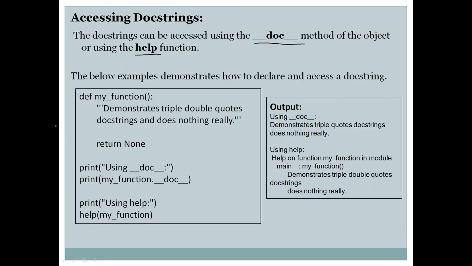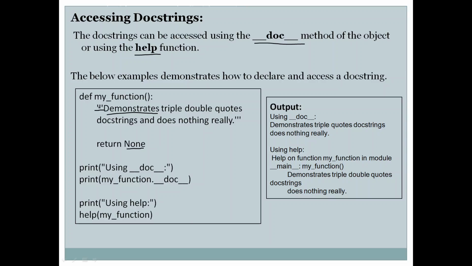Okay, look at this example now. Suppose we are creating a function here, def my_function, and in this function we want to add a docstring. The docstring is added just below the function declaration. So we have triple quotes. See how docstrings are started. Docstrings are always started with triple quotes. Then we can have some documentation which explains what the function does. So we have just included a dummy string here, demonstrates triple quote docstring, and does nothing really. And the function is returning a value, that is None.